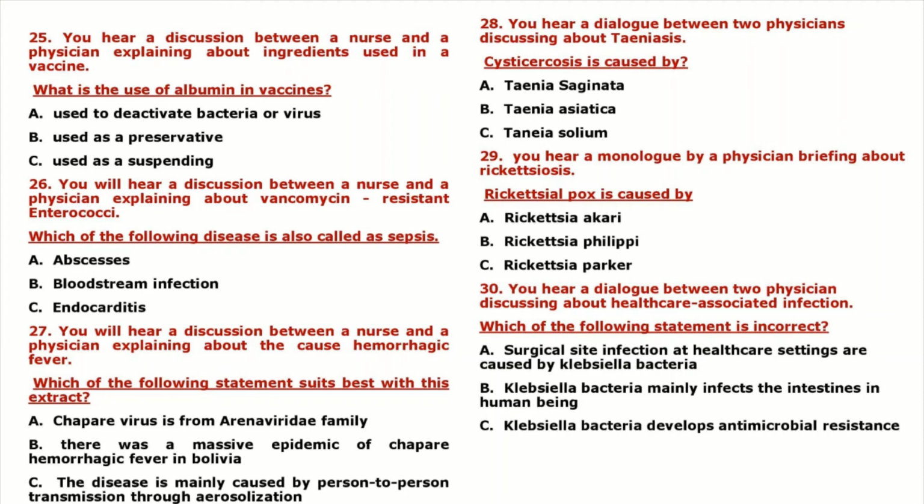Hello, doctor. Can you explain what ingredients are used in a vaccine? Well, chemicals used in a vaccine include a suspending fluid, such as sterile saline or fluids containing protein, preservatives such as glycine, albumin, and phenol, and enhancers or adjuvants to improve the effectiveness of the vaccine.